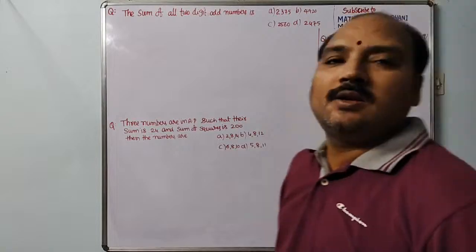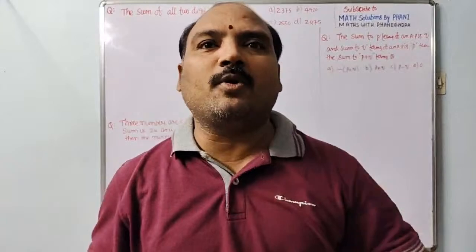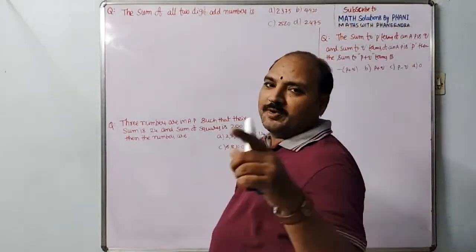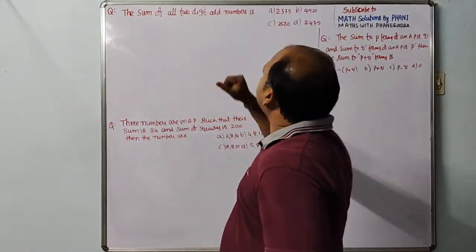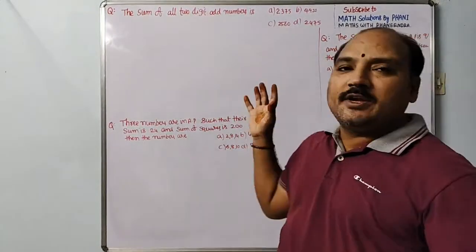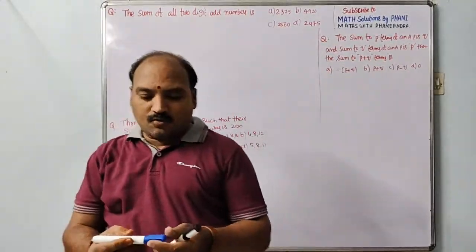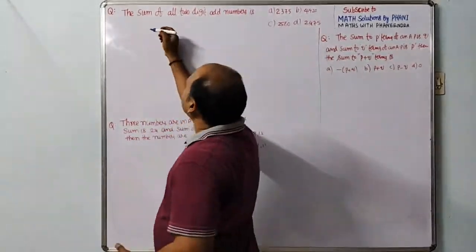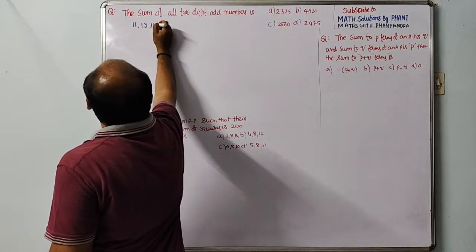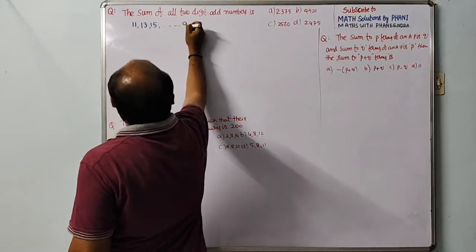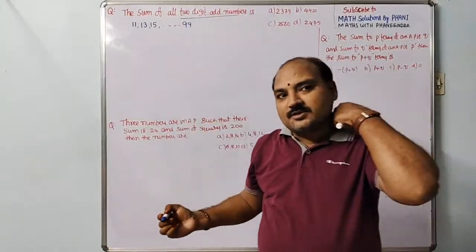Let us have a discussion on questions from progressions. We are in arithmetic progression. This is the second video. I hope the thumbnail says video 1, but it is video 2. The sum of all two-digit odd numbers is... two-digit odd numbers start from 11, 13, 15, and so on till 99.